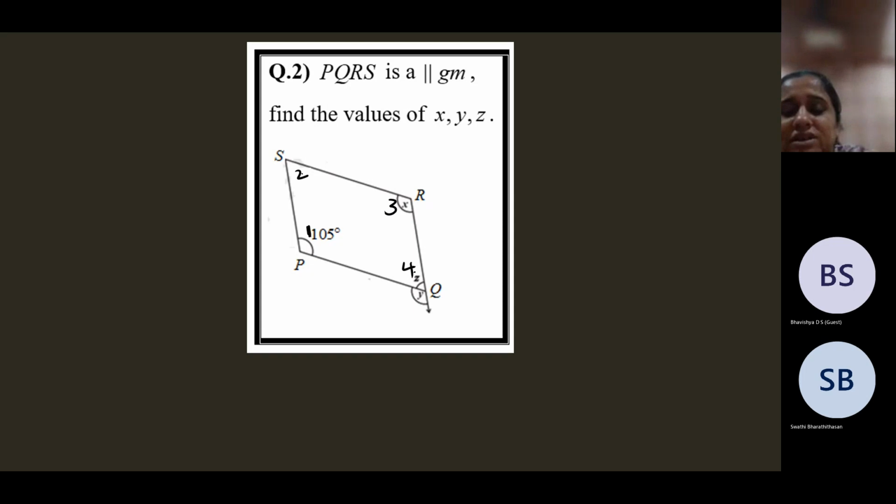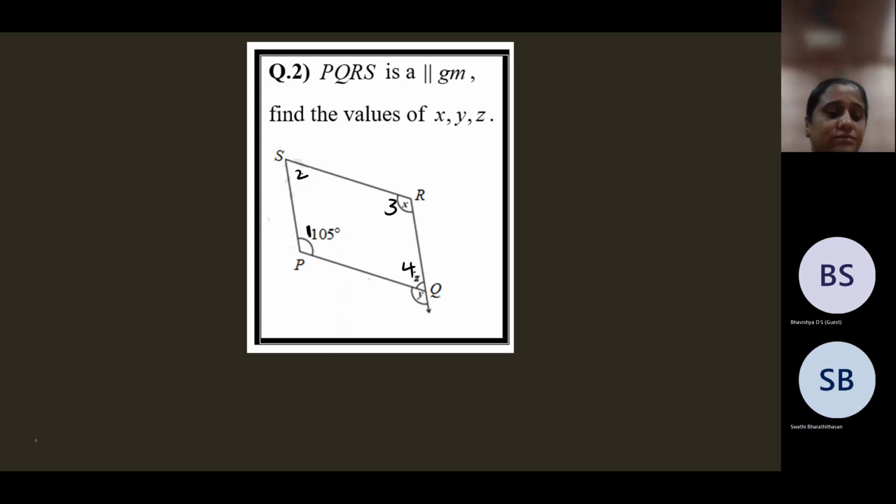Swati, tell me one pair of opposite angles. P and R. Okay, angle one and angle three. Bhavishya, another pair of opposite angles. Two and four, ma'am. Bhavishya, one pair of adjacent angles. Ma'am, one and two. Another pair. Three and four, ma'am. Okay, Swati, tell me all the pairs of adjacent angles. One and four, four and three, three and two, two and one, ma'am.